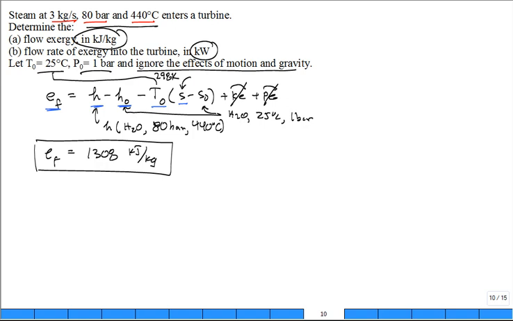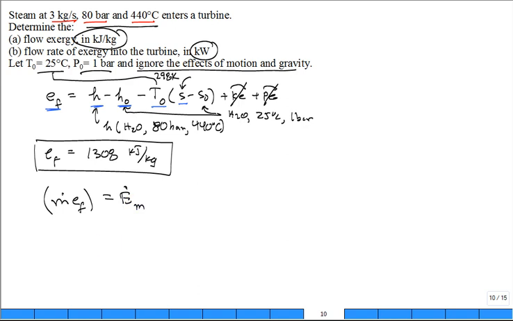Flow rate of exergy into the turbine. Is that the mass flow rate times E sub F? It sure is. That's all it is. Is there a simple one, like maybe E dot M? Well, you could make that up, but I don't think the book uses anything like that.